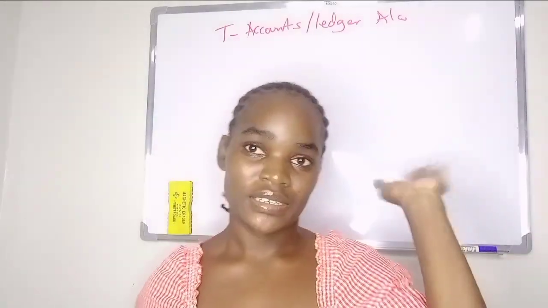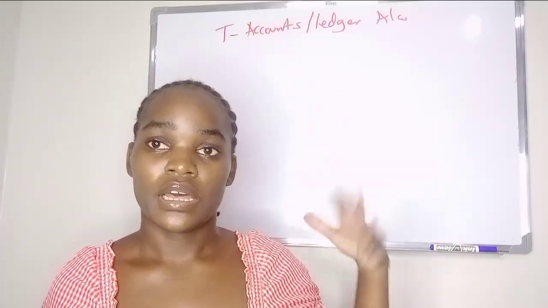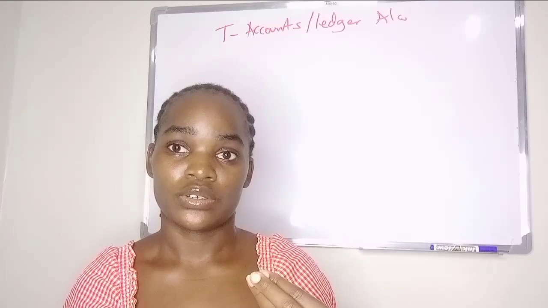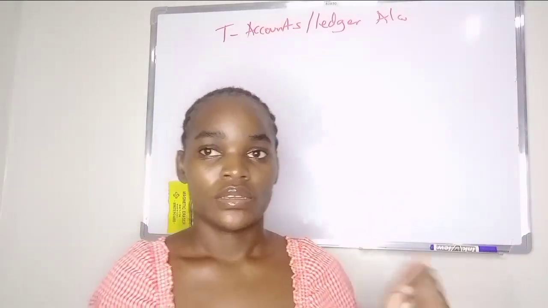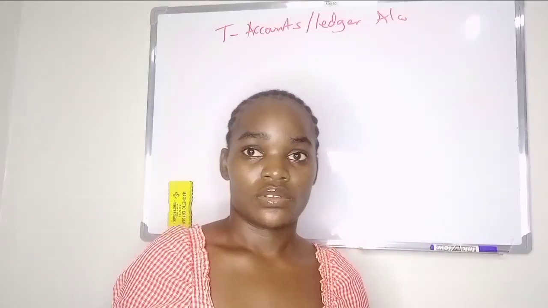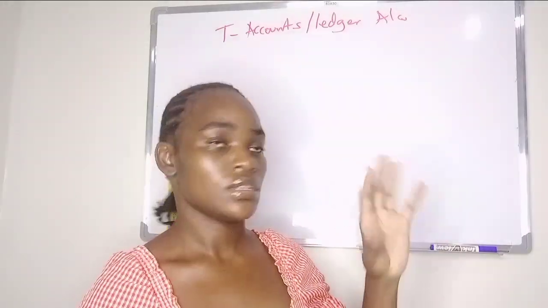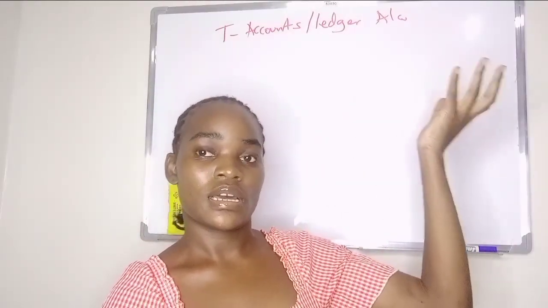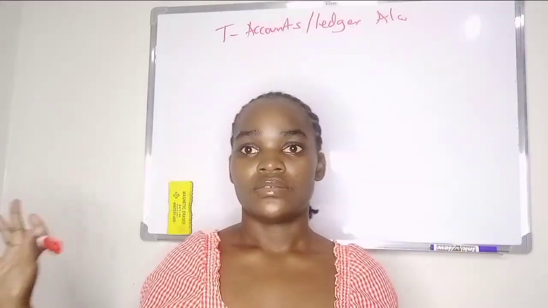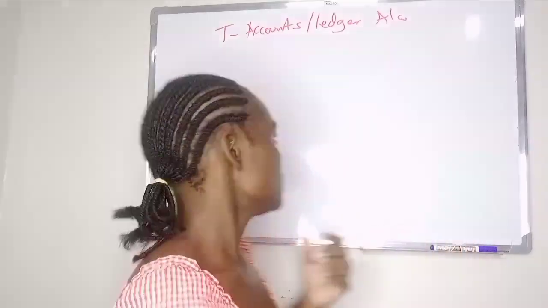So what are T accounts? No one is going to ask you that. So T accounts are a visual presentation of the transactions that are recorded in the general ledger. We shall be looking at the general ledger also, but I think in the next videos. So T accounts, also known as ledger accounts, and then the individual accounts. Examples of T accounts.